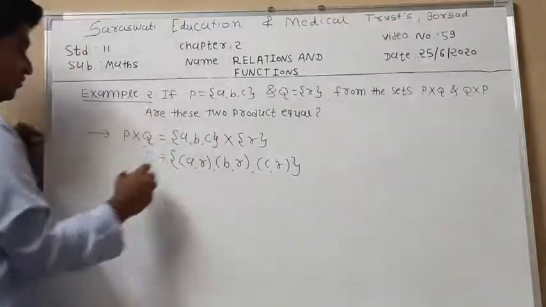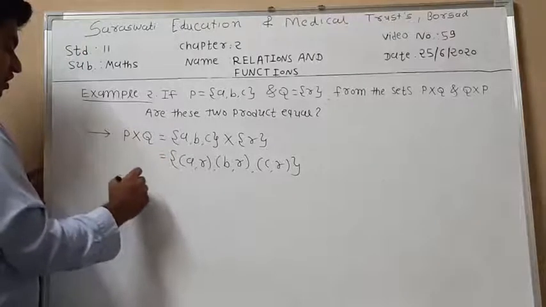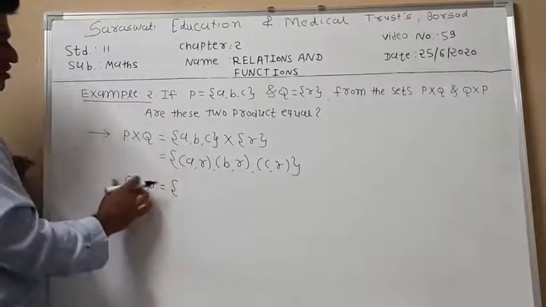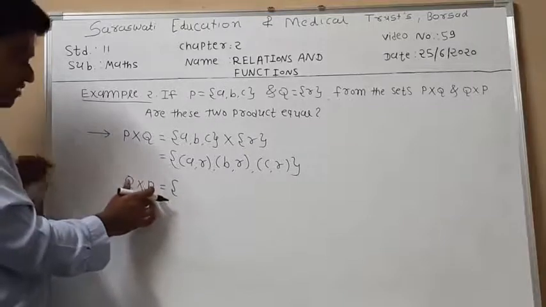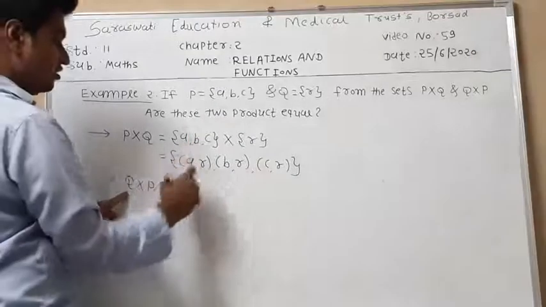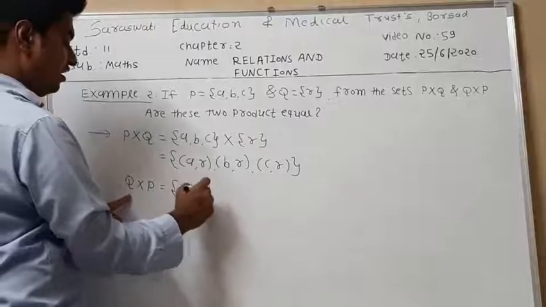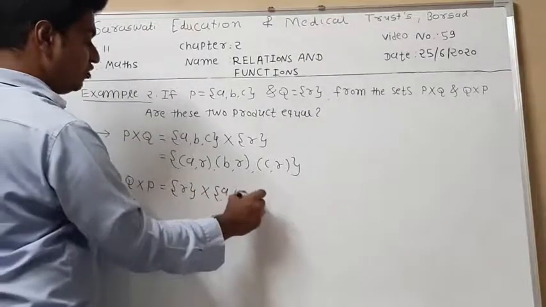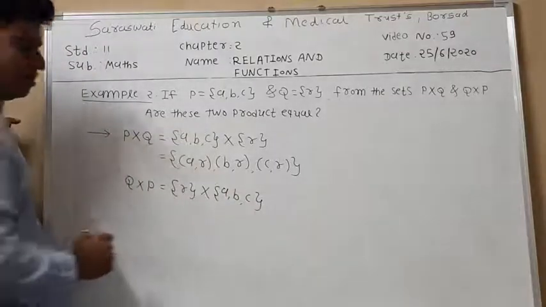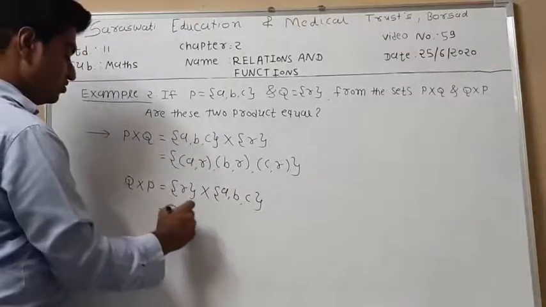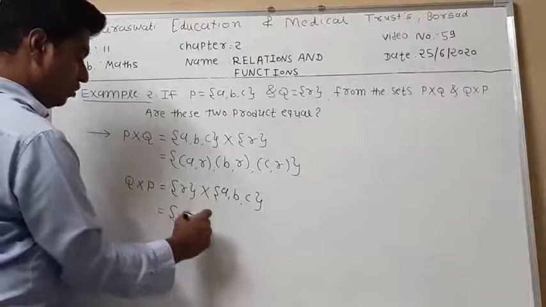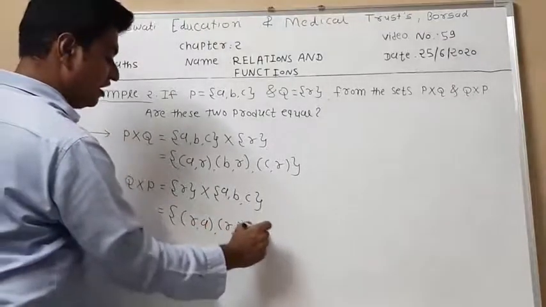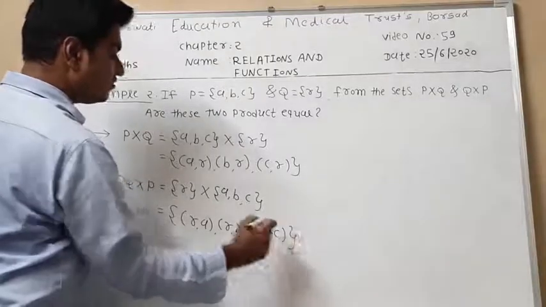So remember, now after that, Q Cartesian product P. So first position is Q and second position is P. So first of all, write here the set {R} Cartesian product of P, that means {A, B, C}. So it is equal to the set {(R, A), (R, B), (R, C)}.